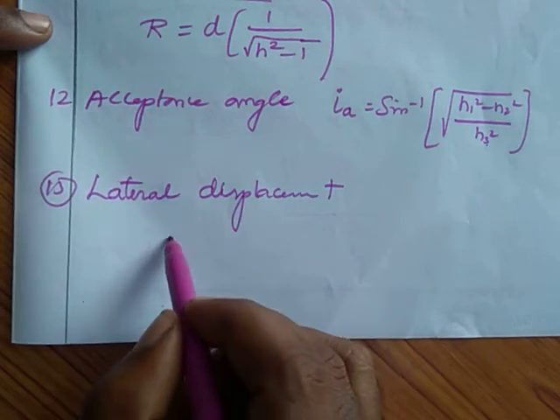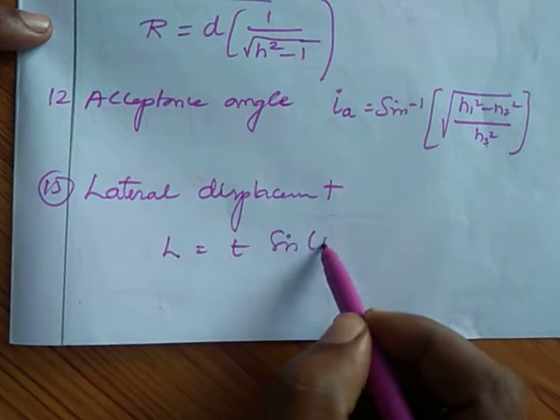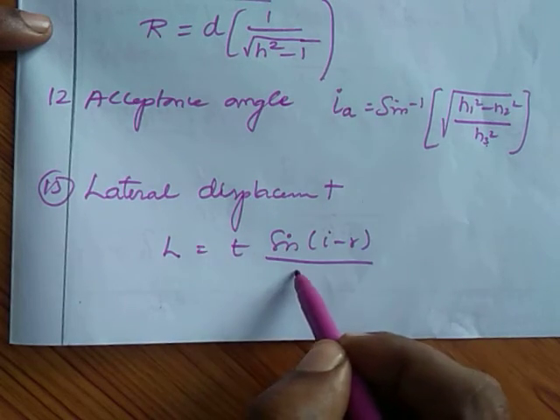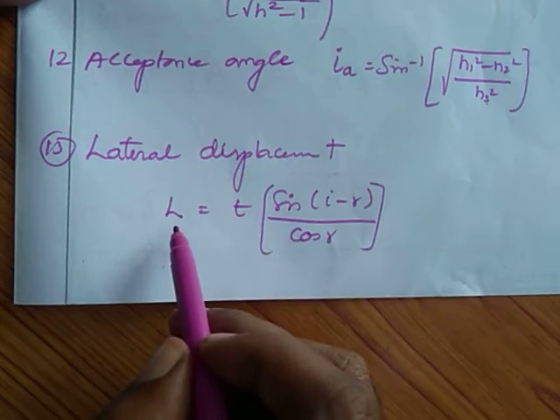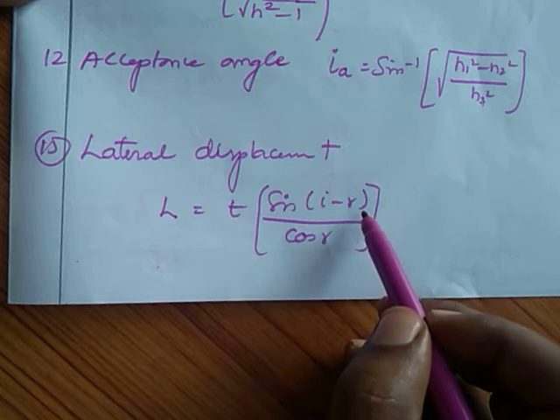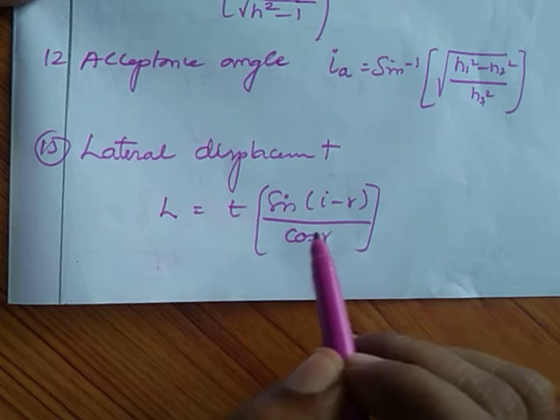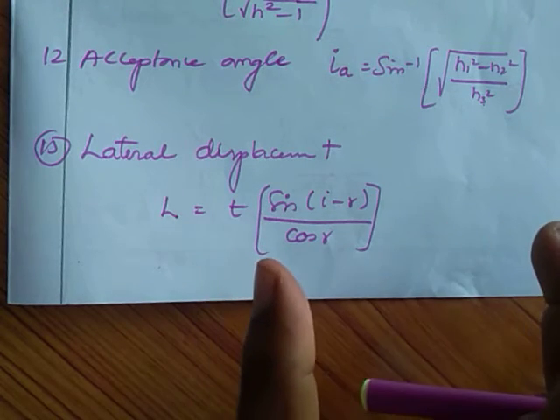Lateral displacement, that is our lateral shift, L is equal to t sin(i minus r) by cos r. Here the lateral displacement depends on the thickness of the glass slab, angle of incidence and angle of refraction, and also on the refractive index of the material, the refractive index of the glass slab.